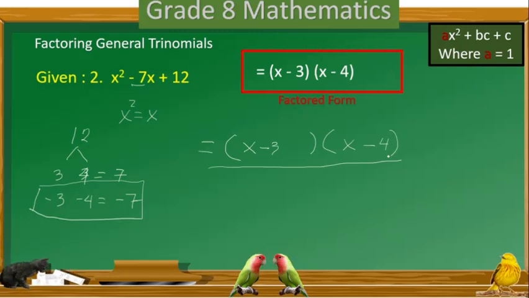Now let us check using the FOIL method if this answer is correct. As I said, you have to multiply it using the FOIL method. So x times x is x squared. Then x times negative 4 is negative 4x. Then negative 3 times x is negative 3x. Negative 3 times negative 4 is positive 12. So combine like terms: x squared minus 7x plus 12. Okay, correct.